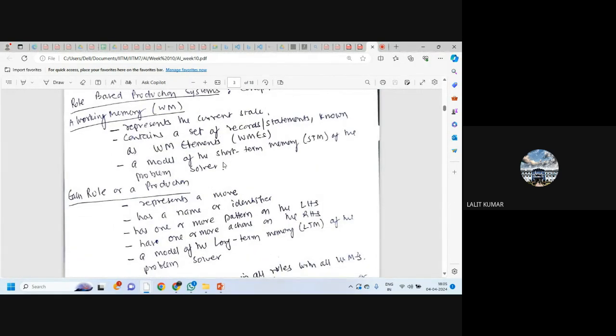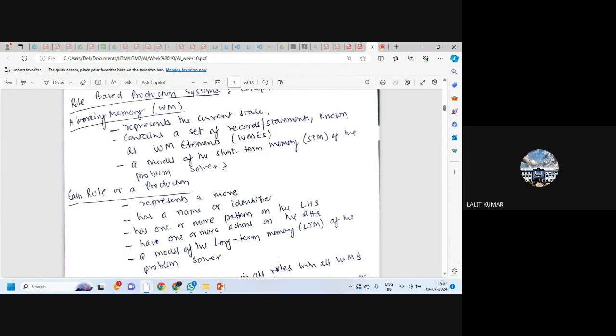The second component is the rule, also known as the production. It represents a move, and it has a name. It starts with P, then a name or identifier, then LHS, then an arrow, and then RHS. The LHS contains some patterns, and once those patterns are identified in a working memory element, then the action given in the RHS takes place on that working memory element.